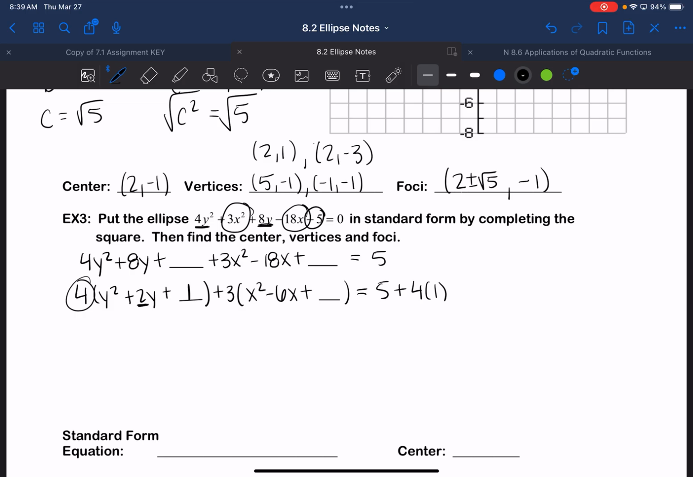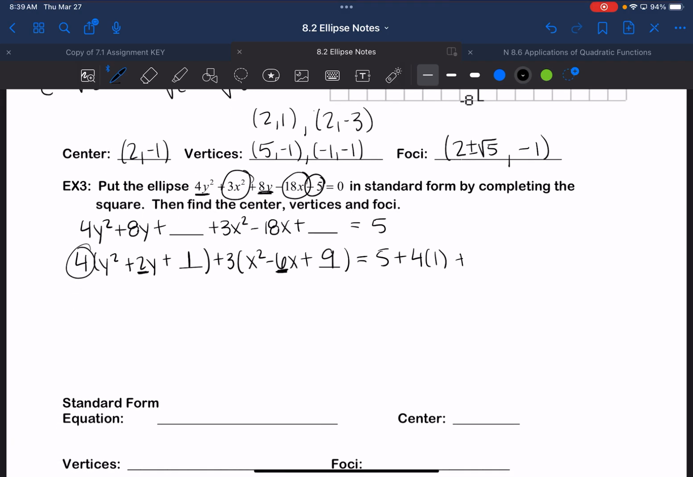Okay? For the x's, I look at that term there in the middle. We got -6. Half of -6 is -3, and then -3 squared is 9. So I'm going to also want to add 9 over here. Again, remembering it has a coefficient of 3. So 3 times 9 is what I'll put over there.